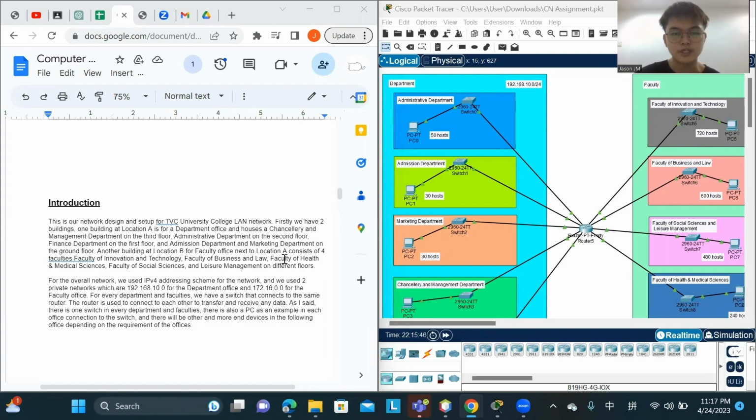Next, location B consists of 4 faculties: Faculty of Innovation and Technology, Faculty of Business and Law, Faculty of Health and Medical Sciences, and lastly, Faculty of Social Sciences and Leisure Management, on different floors.